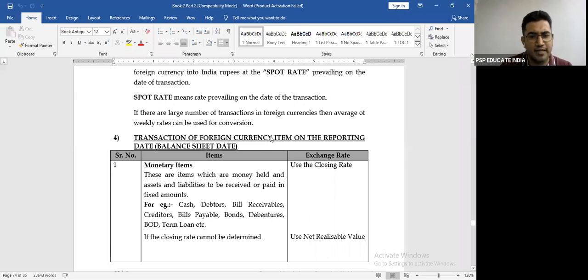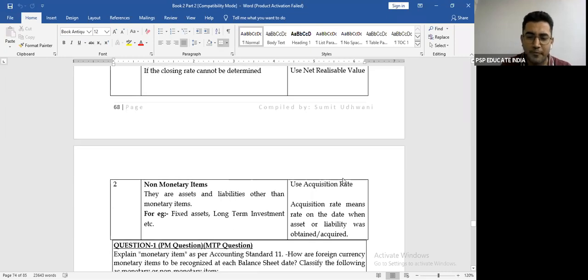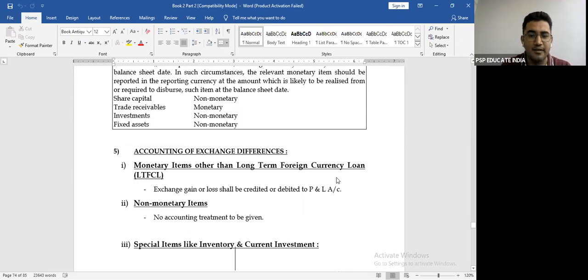Then we come to the first one, transaction of foreign currency items on the reporting date. So all the monetary items will always be taken at the closing rate. If you cannot determine the closing rate, you will then select the net realizable value. All non-monetary items will be taken at the acquisition rate. What is the meaning of acquisition rate? The rate on which the asset or liability was obtained or acquired. Then we did the first concept which says monetary items other than LTFCL.